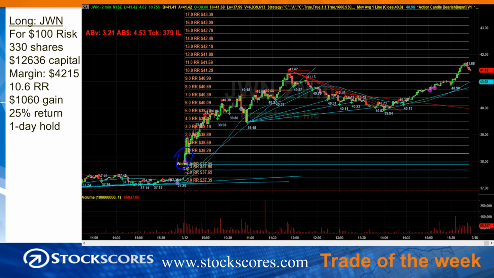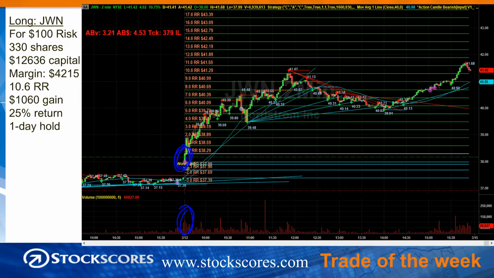Kohl's also did this. Now the chart of Kohl's was a little better. JW Nordstrom had a little bit of resistance to deal with. It managed to break through it, but what's important is it had that action candle right there and the spike of volume, and that told us that there was some optimism around this company.